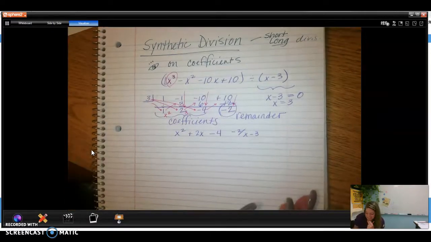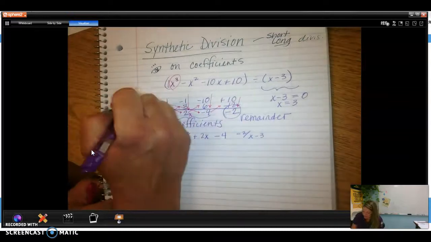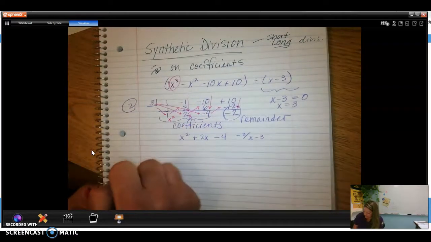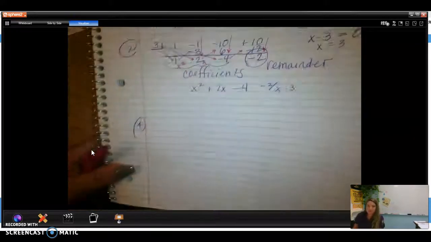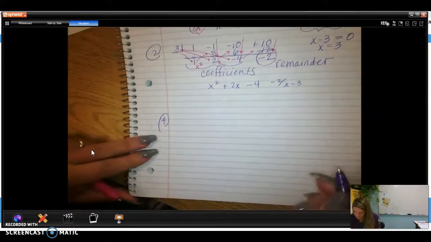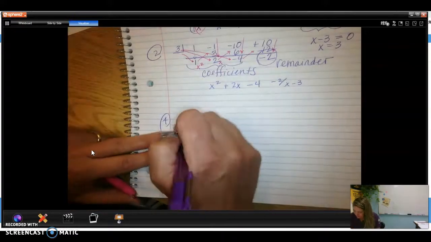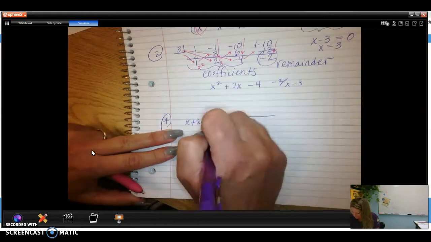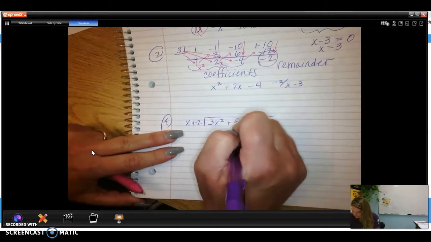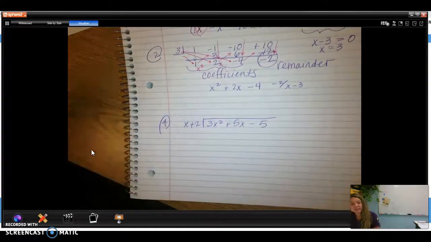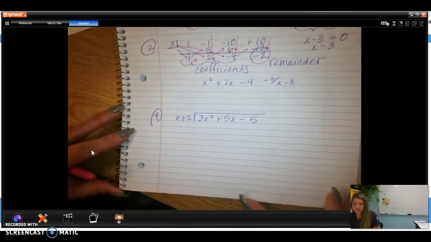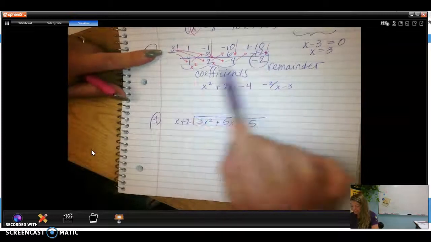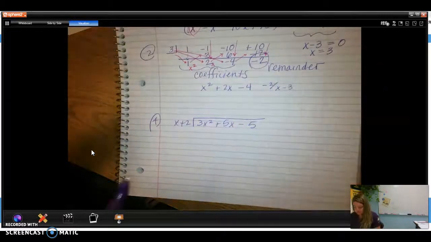All right, let's do it again. So this was number 2. Let's go check our answer to number 4. For number 4, I'm just going to write the problem down again so you can see it, and then we're going to do synthetic division. Now that I've already explained it, it should go a little bit faster. We have to get it set up, and then we can do the magic.